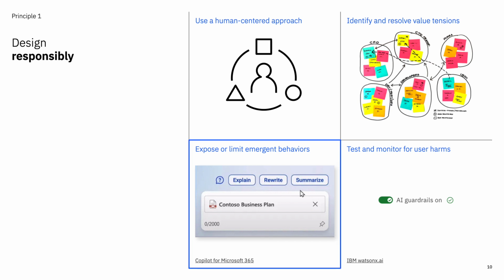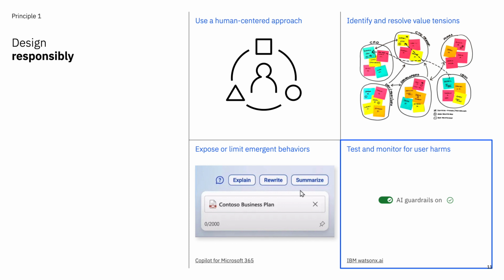One of the key characteristics of generative AI is the fact that it may behave in ways that are unexpected. We call these emergent behaviors. These can especially crop up in conversational interfaces where there's no limit to what users can ask. As a designer, you can restrict these behaviors by placing the generative functionality behind UI controls, such as how Microsoft's 365 Copilot uses buttons to invoke specific generative tasks.